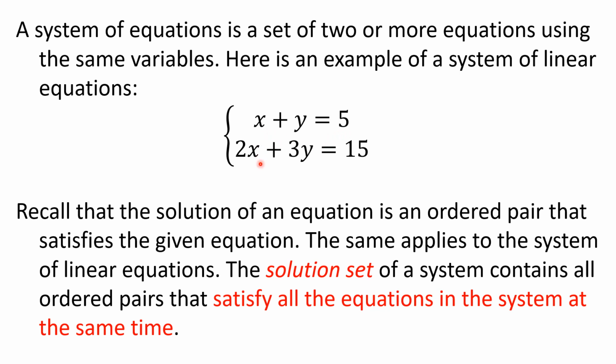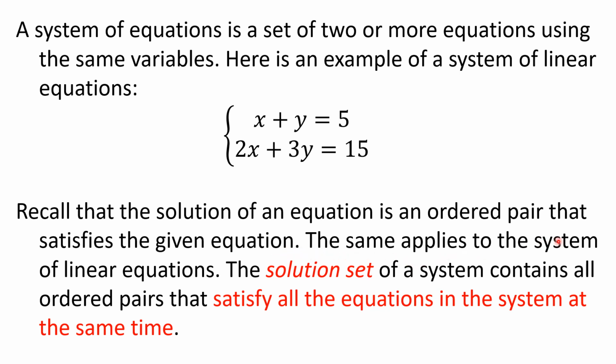Next example, we have here 2x plus 3y equals 15. So the exponent of x here is 1. And the exponent of y here is also 1. So therefore, 2x plus 3y equals 15 is an example of a linear equation. So recall that the solution of an equation is an ordered pair that satisfies the given equation.